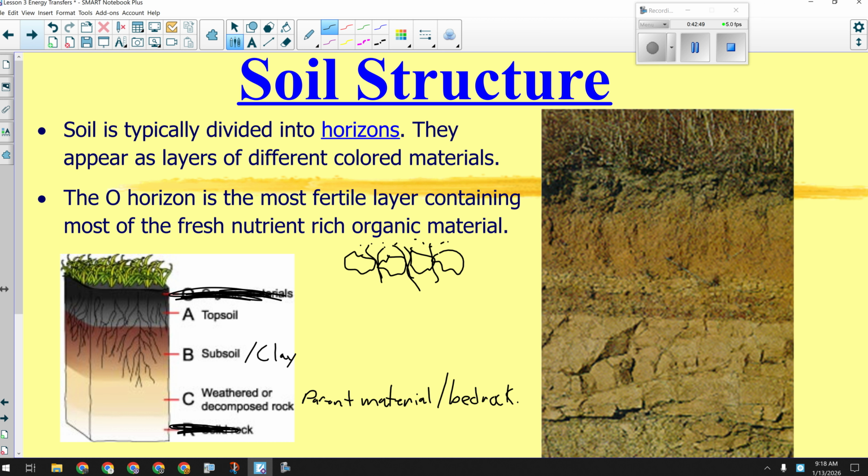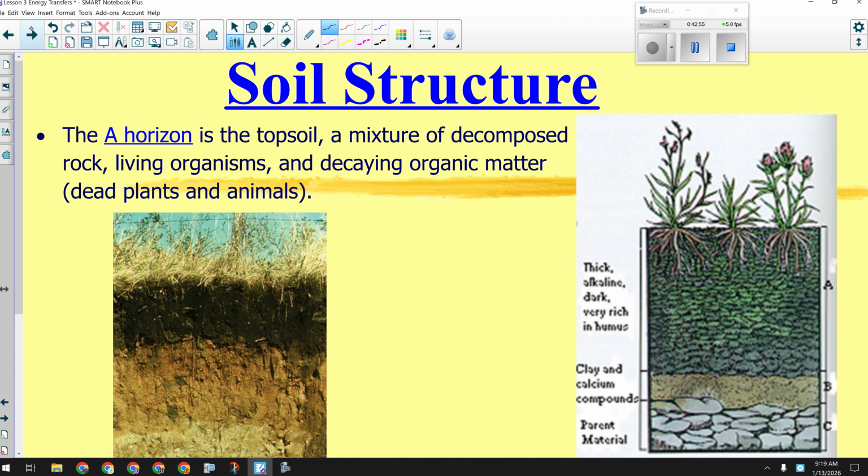All right, so just know the horizons A, B, and C. Good on that. All right, so the A horizon, topsoil, is a mixture of decomposed rock, living organisms, and decaying organic matter. This is a pretty typical soil profile for our area: darker topsoil, subsoil made of clay, sandstone bedrock underneath.